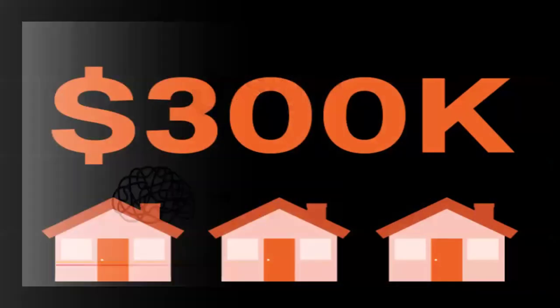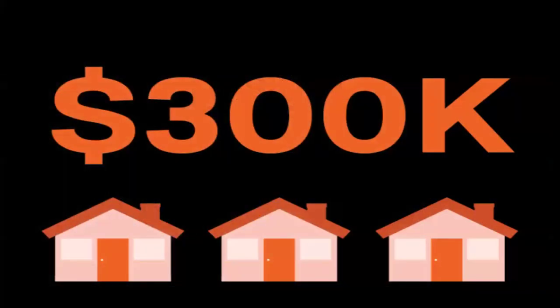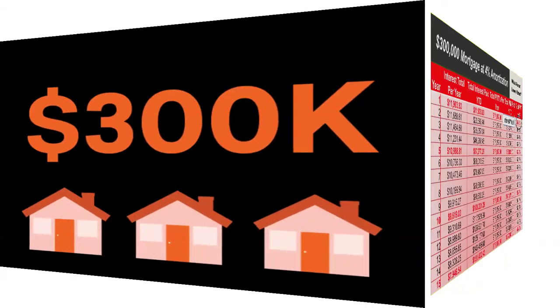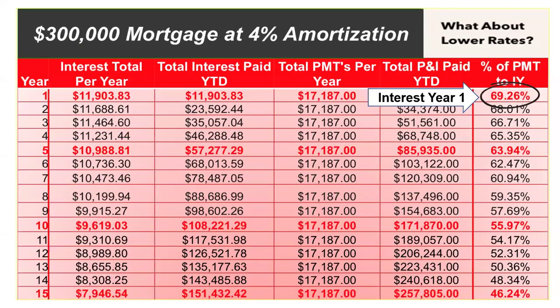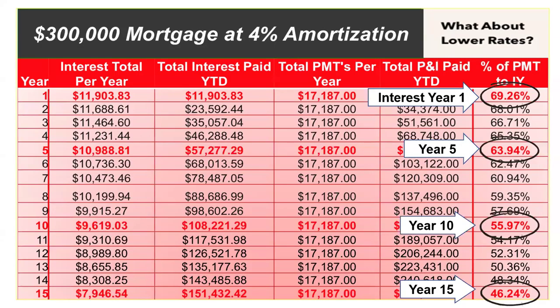What is the insight? It comes from really understanding the difference between interest rates and interest percentages, or total interest percentage, volume of interest, whatever you want to call it. When you look at 300K at 4%, which is below market right now, and you look across year 1, year 5, year 10, year 15, we start at over 69% of the payment going to interest.